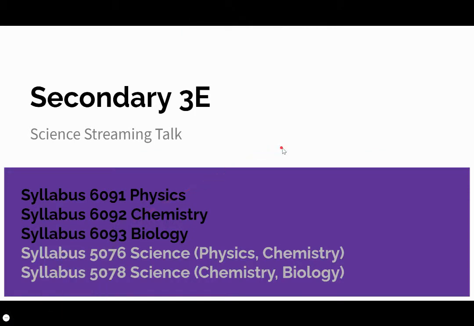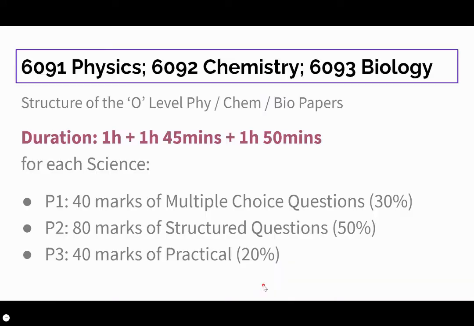I'll be sharing with you regarding the various sciences that you may offer when you go on to Sec 3. We have 6091 Physics, 6092 Pure Chemistry, and 6093 Pure Biology. We also offer combined sciences: Physics, Chemistry, or just one science, Chemistry, Biology. It will be a combination of these two.